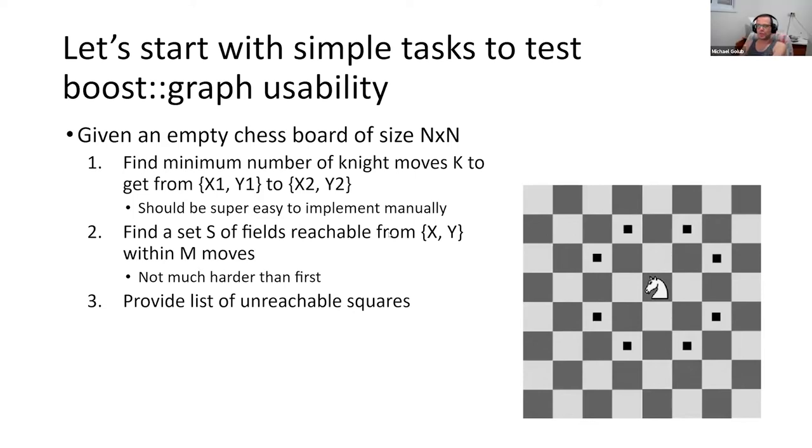So let's look at a very simple problem. We have a chess board of size n by n. We have a knight. A knight's move is either two squares horizontally and one vertically, or two squares vertically and one horizontally, in any direction. So you have eight possible squares in the middle of the board, slightly fewer when you are close to the edge. The simplest problem that you can solve is the minimum number of knight moves from one position to another.